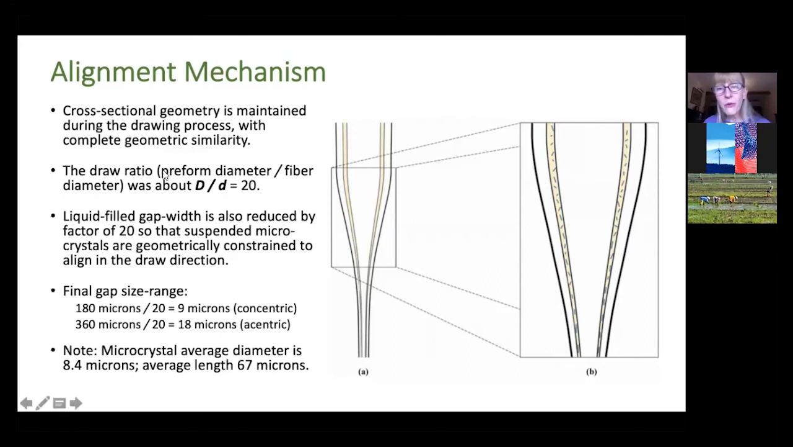Now on the preform, you can have significant eccentricity, but by the time you get down to the fiber, because you're matching the diameter of the small scale structure and the gap width, by that point, it's got to end up being fairly concentric on average.